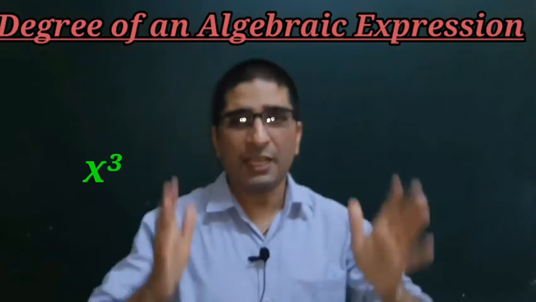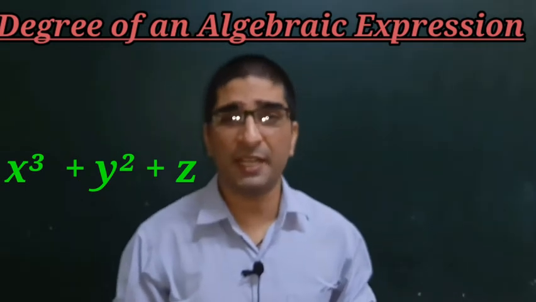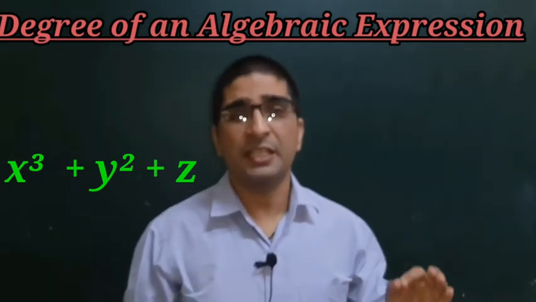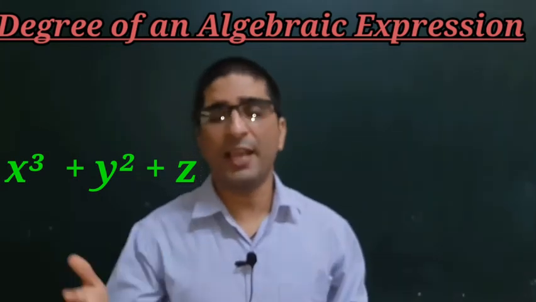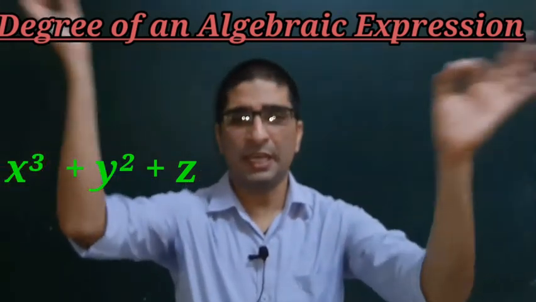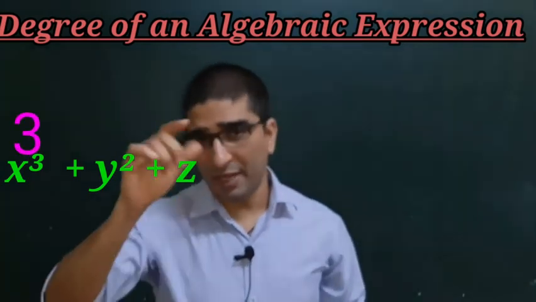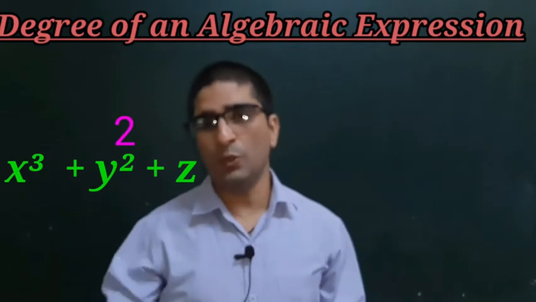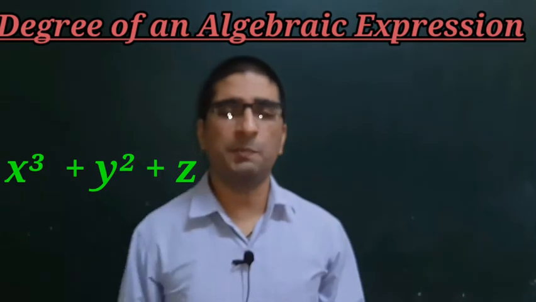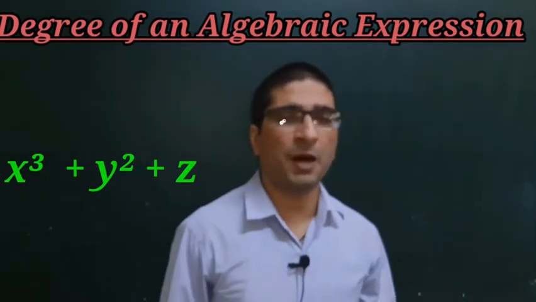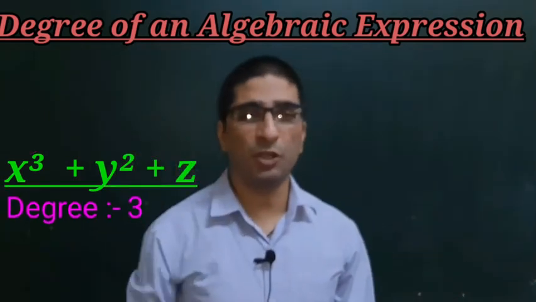Similarly, x cube plus y square plus z is an algebraic expression. It is a trinomial. In this expression, if x, y and z all are variables, then the power of x is 3, the power of y is 2 and the power of z is 1. So the degree of this polynomial is the maximum power, that is 3.